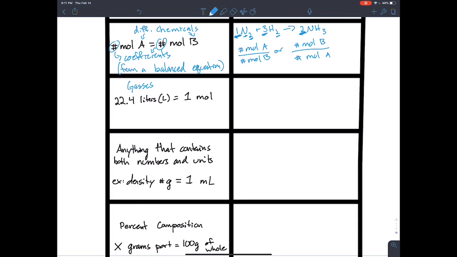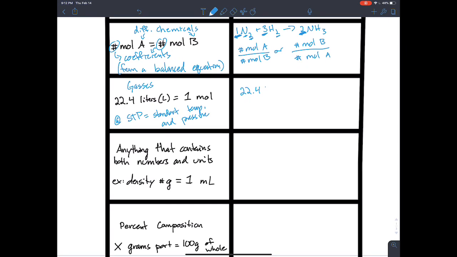So a mole of gas, 1 mole of gas takes up 22.4 liters. Okay? And I'm going to make a note here that this is at STP, which means standard temp and pressure, because you can change this law by changing the temperature and the pressure, etc. But in general, for gases at standard temperature and pressure, they're going to take up 22.4 liters.